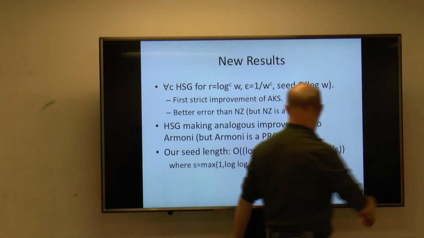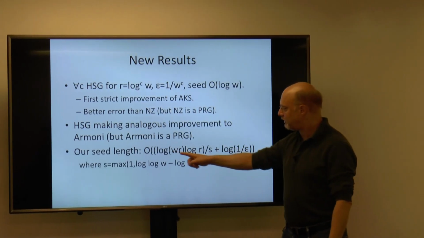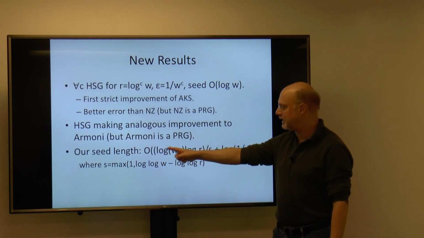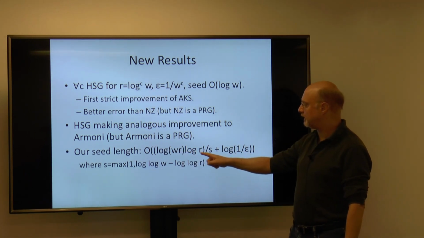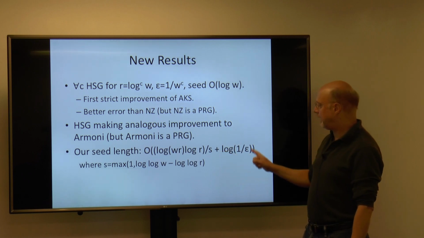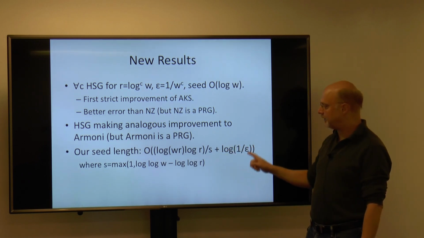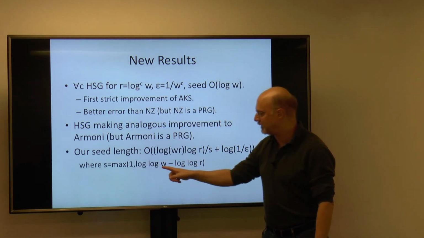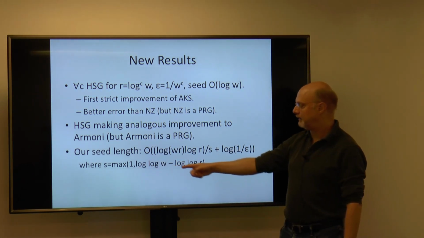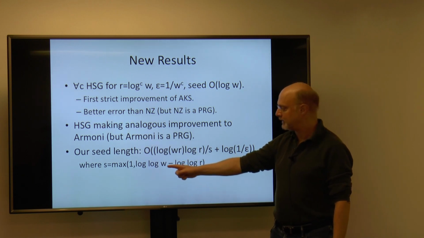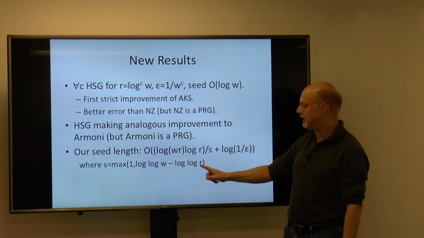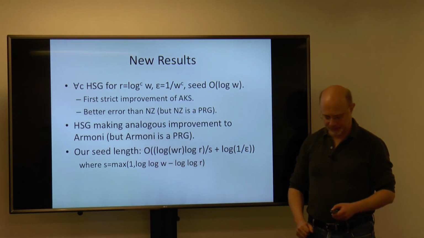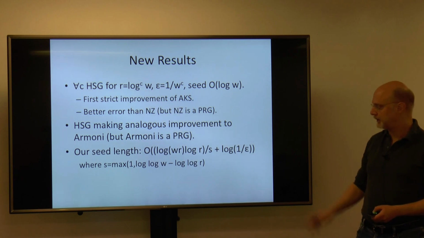So our seed length really is this quantity. Let me try to parse this. Right, so this is sort of what you'd get from Nisan with even constant error, log WR times log R. We're going to divide by something and add, and we have an optimal dependence on the error. And the thing that we divide by is log W minus log R, if it's at least 1. So in other words, if the width is much bigger than the length, then we can divide by something and get a savings. So that's the bound, I mean the exact parameters.